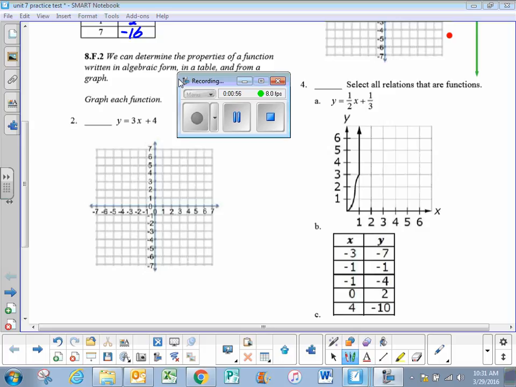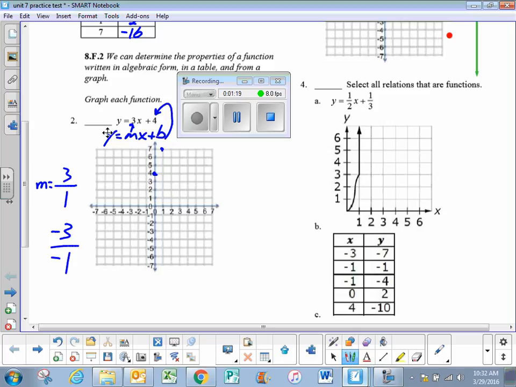Number 2, how do I graph a linear equation with slope and y-intercept? Well, I know from my notes that it's always y equals mx plus b, and m is slope, and slope is always rise over run, so my rise over run is going to be 3. But I start by graphing the y-intercept. That's where the line crosses the y-axis. This says it's 4. Then I rise 3, run 1.